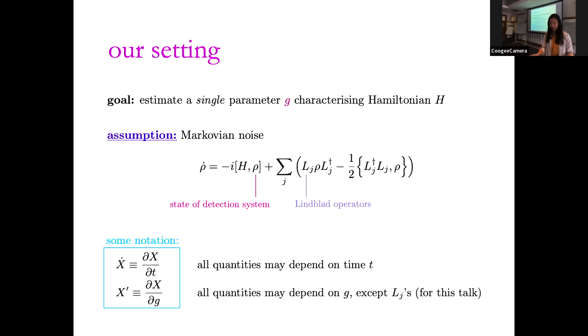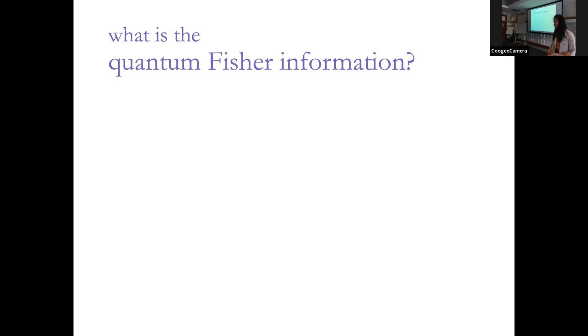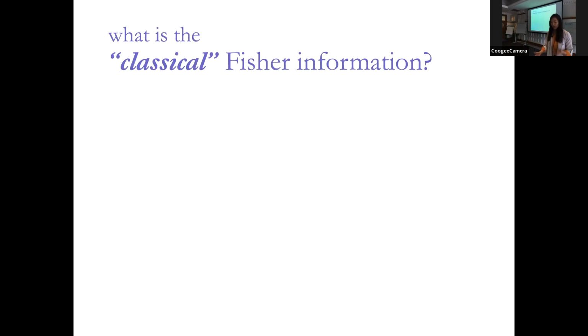Okay, so we want to determine how well we can measure g in this setting of Markovian noise, and how can we quantify this? The way we'll quantify this is via the quantum Fisher information, which is a central quantity in quantum metrology. But for those of you who don't necessarily work on metrology, an intuitive way to define the quantum Fisher information is actually in terms of the classical Fisher information. So let's look at that first.